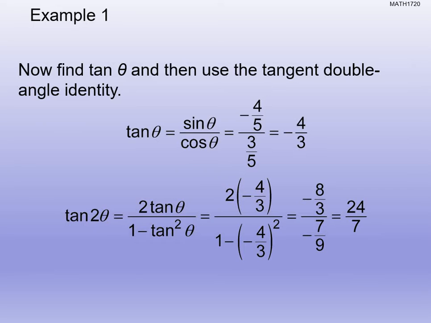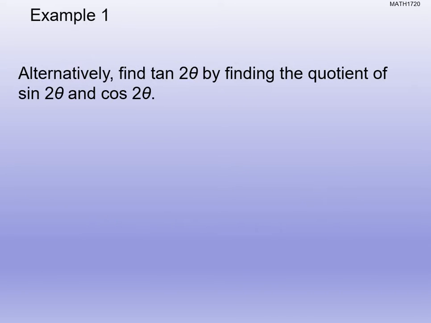We now know that tangent of theta is negative 4/3. So in the numerator, it's going to be 2 times negative 4/3, divided by 1 minus negative 4/3 squared. Simplify the fractions. In the simplest form, tangent of 2 theta is going to be 24/7.